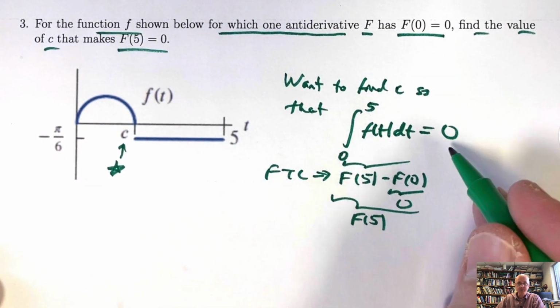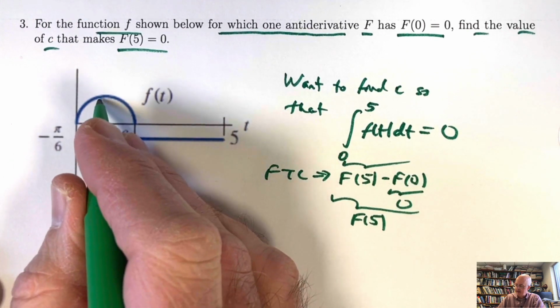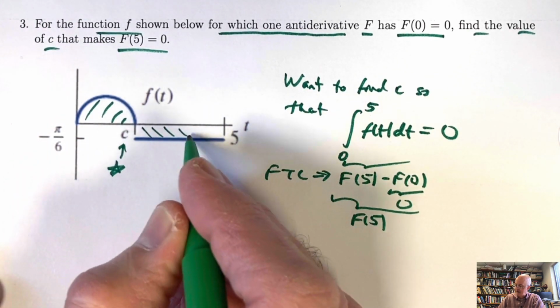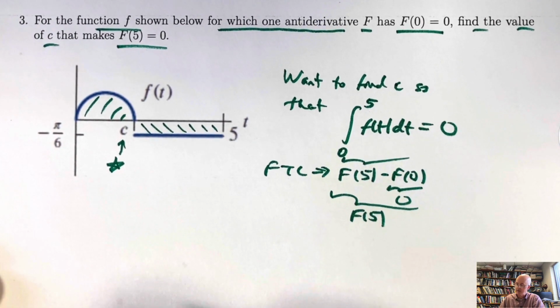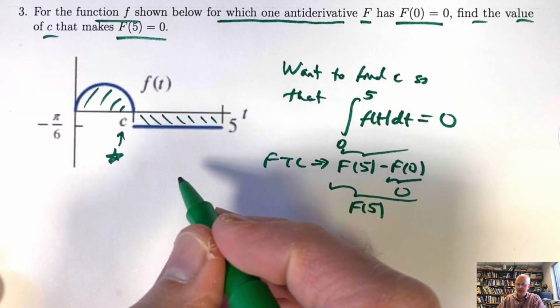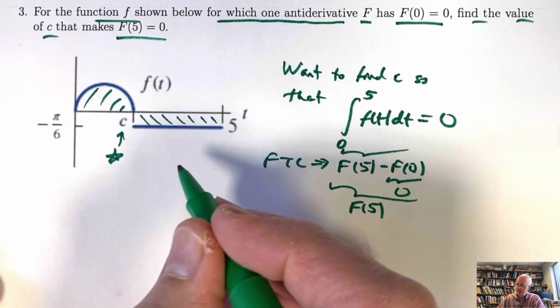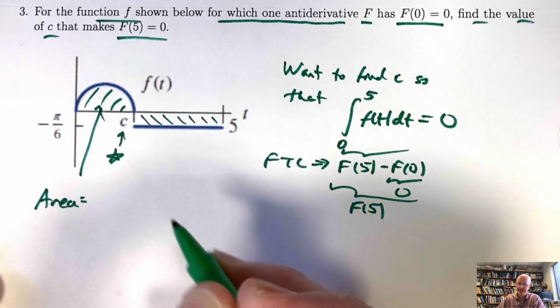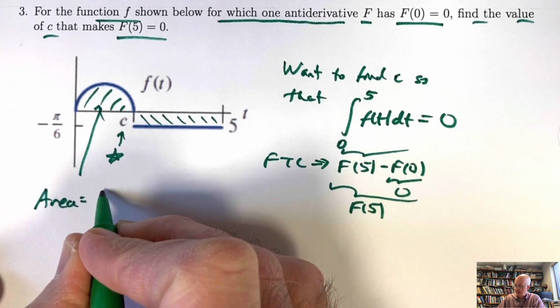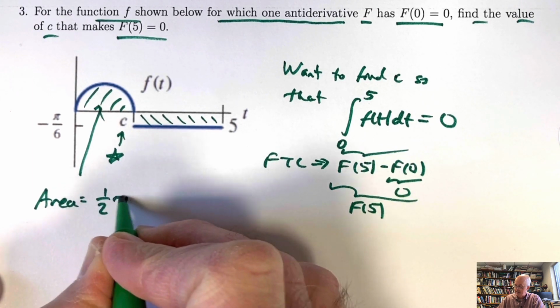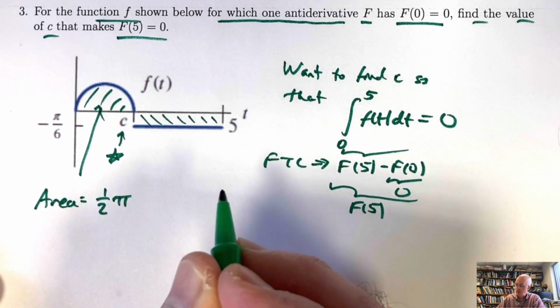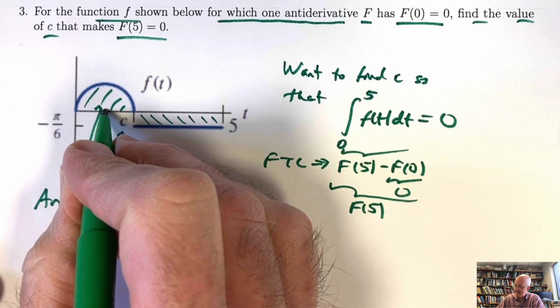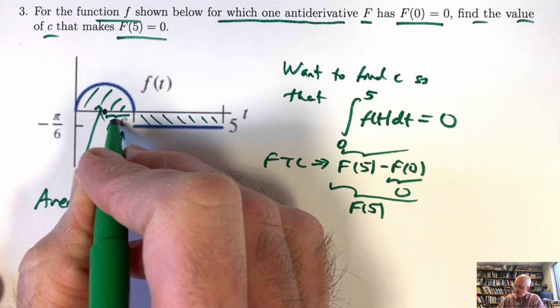Therefore, we want this integral to be 0. We want this area and this area to cancel out in terms of their contributions to the integral. So we better figure out these areas in terms of c. This area is the area of a semicircle: 1/2 times pi times the radius squared. What is the radius? Careful, it's not c, it's c over 2.